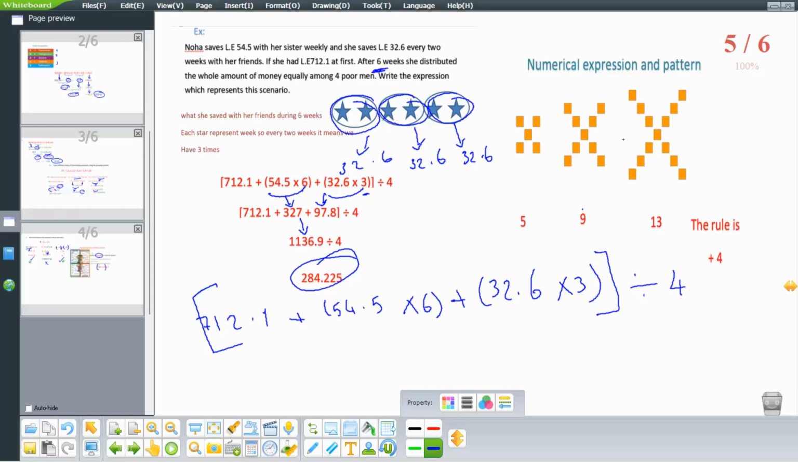Okay, numerical expression and pattern. If we have 5, then it will be 9, then it will be 13. So every time we add 4. So the rule is plus 4, or add 4.